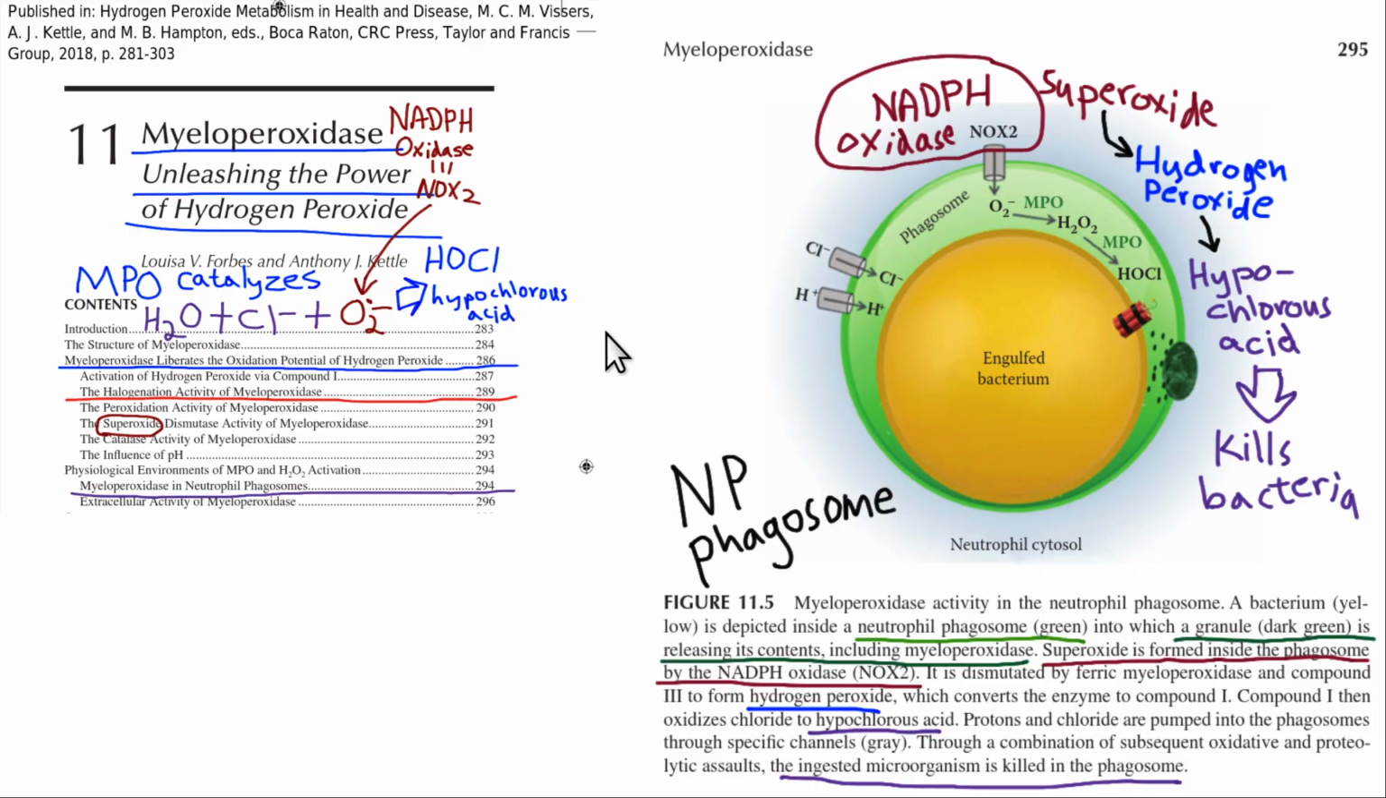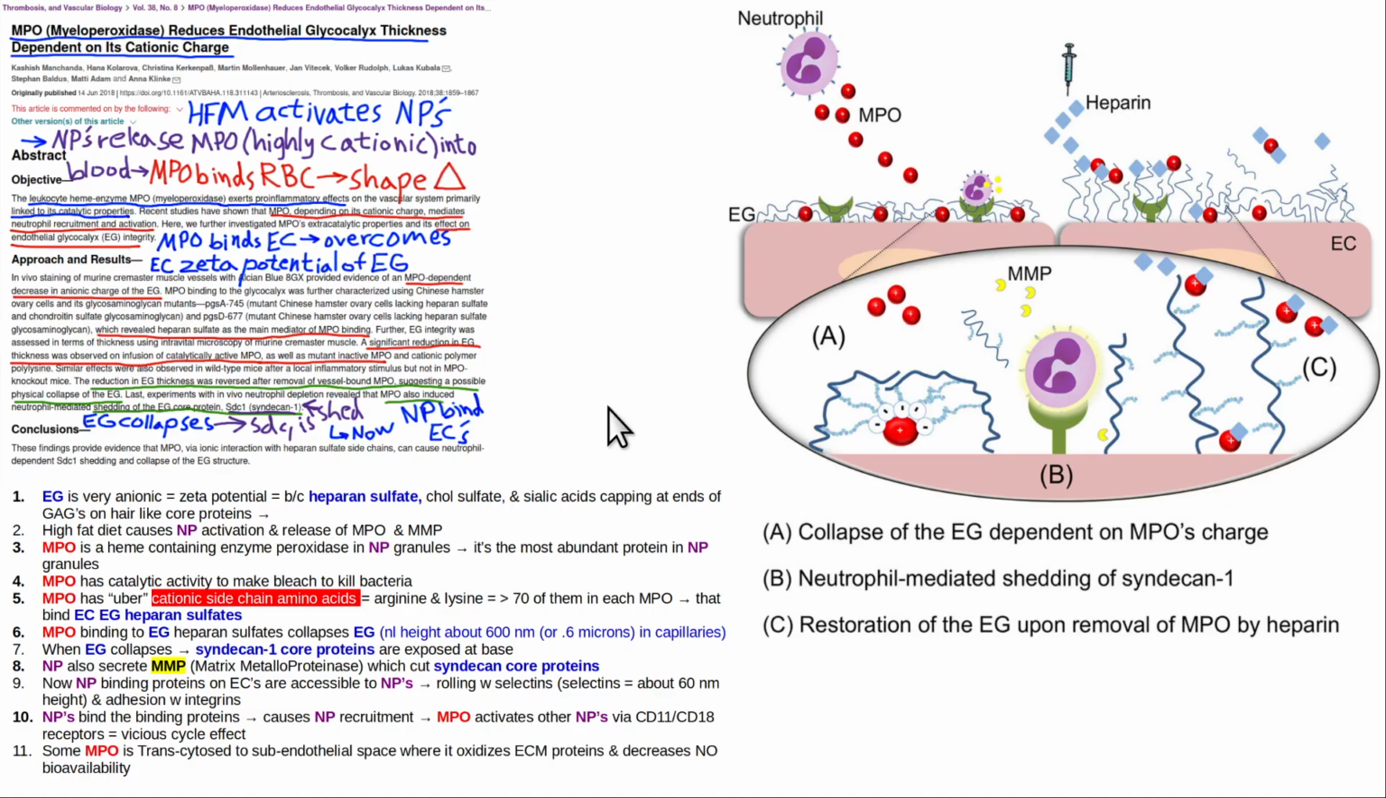Okay? And MPO has two major properties that are relevant to our discussion. The first one is, like I said, it's an enzyme, and it catalyzes this reaction to make bleach, to kill bacteria. But it also has a very, very positive charge, and that will have an effect on the endothelial glycocalyx, and that's the main topic of this talk.